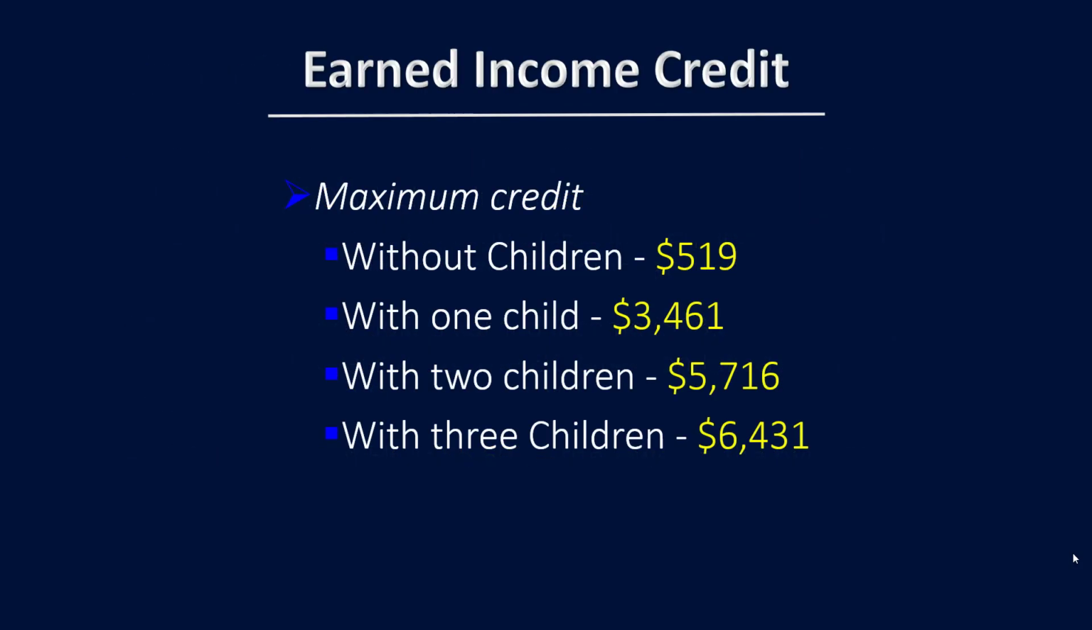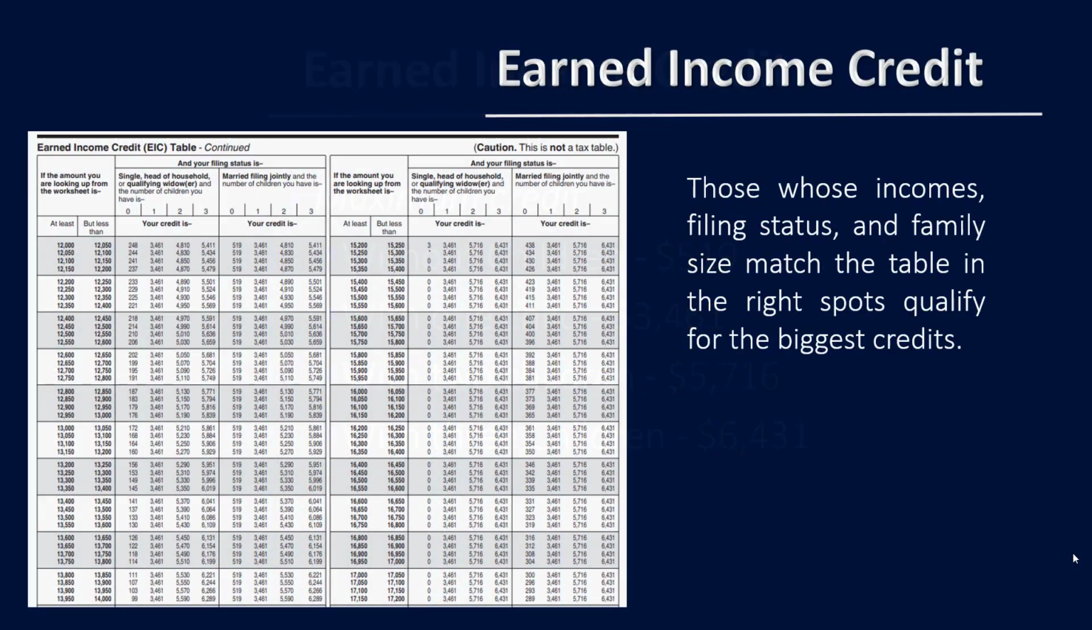The maximum credit without children for this year, for 2018, is $519; with one child, $3461; with 2 children, $5716; and with 3 children, $6431. And those whose incomes, filing status, and family size match the table in the right spots qualify for the biggest credits.